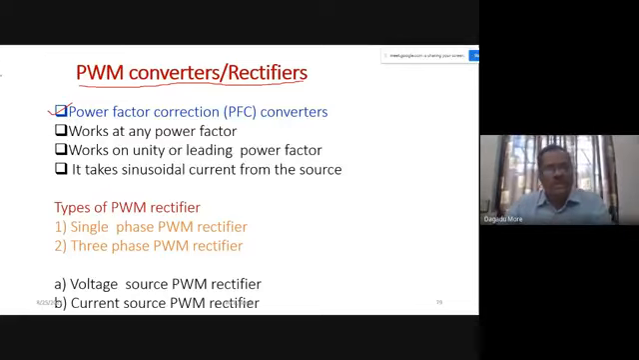What are the features of these PWM converters? We will go into detail, but at present we can state the features. It is basically an AC to DC converter. So we convert AC power into DC power. It is doing the job of a rectifier. AC power is converted into DC power. That is the job of PWM rectifiers.